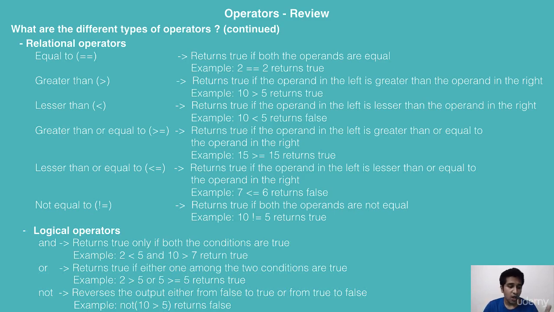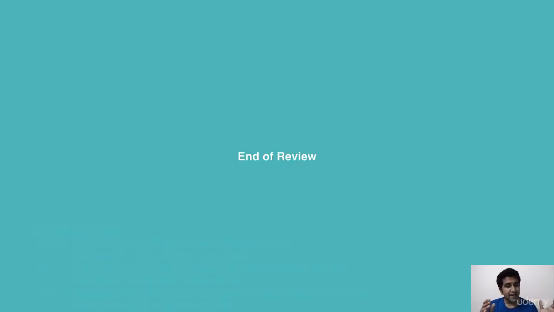Finally, what we saw was the NOT operator, which reverses the output. So in this example, we check if 10 is greater than 5, which is true, and since you are adding a NOT operator, it reverses the output and gives you the output as false. So that's the end of review on this section on operators.